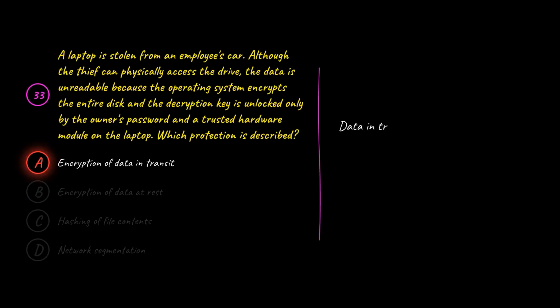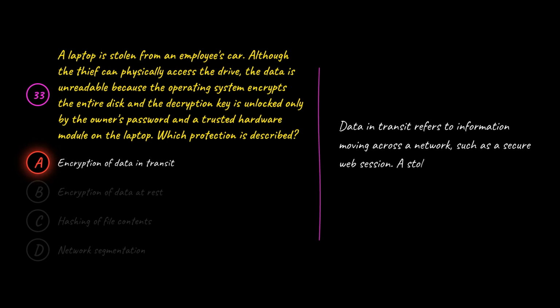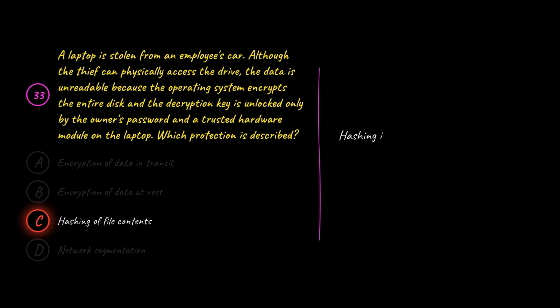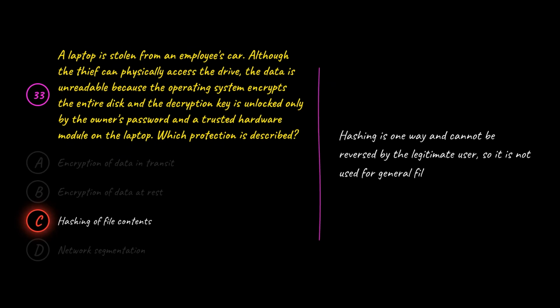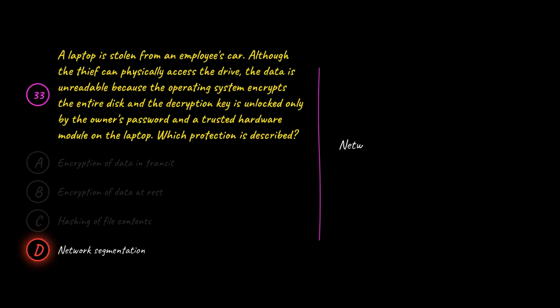A is wrong because data in transit refers to information moving across a network, such as a secure web session. A stolen offline laptop is not in transit. C is wrong because hashing is one way and cannot be reversed by the legitimate user, so it is not used for general file storage. D is wrong because network segmentation isolates network zones and does not protect a stolen disk.